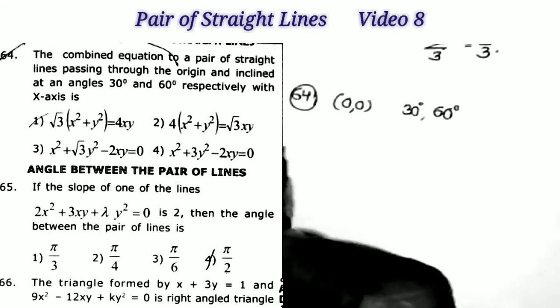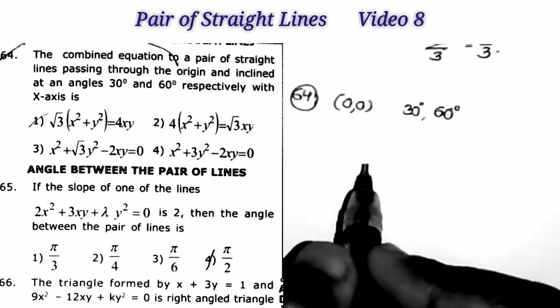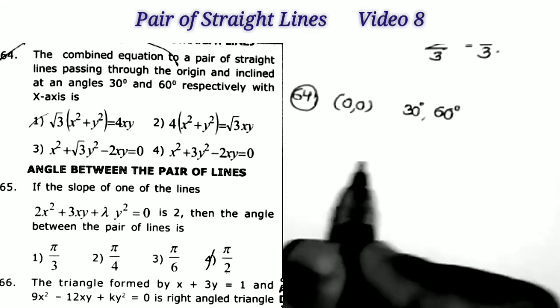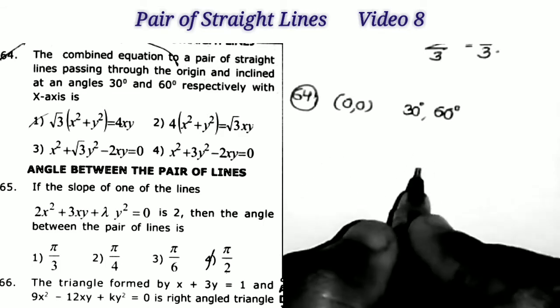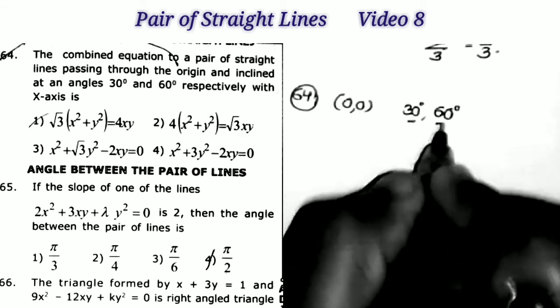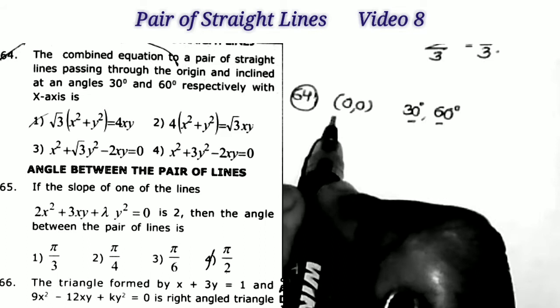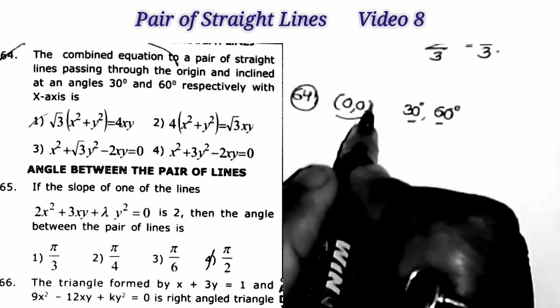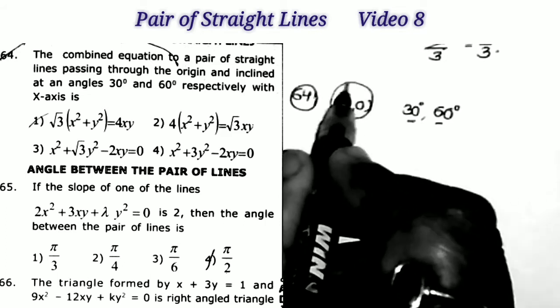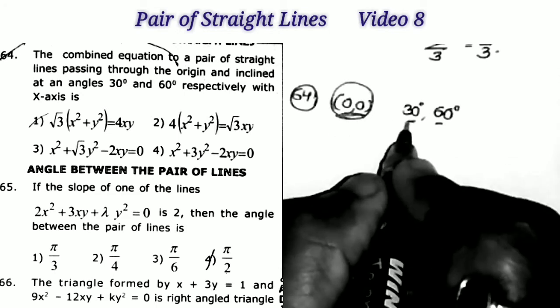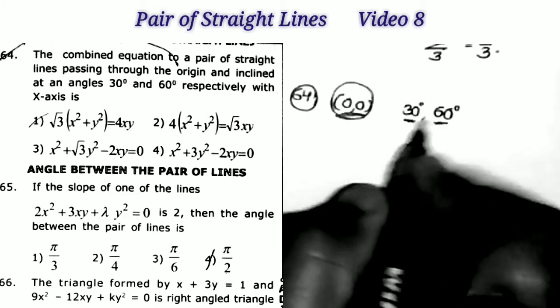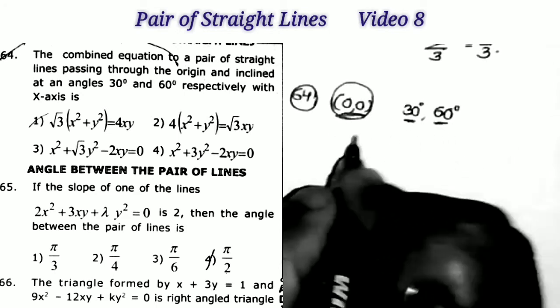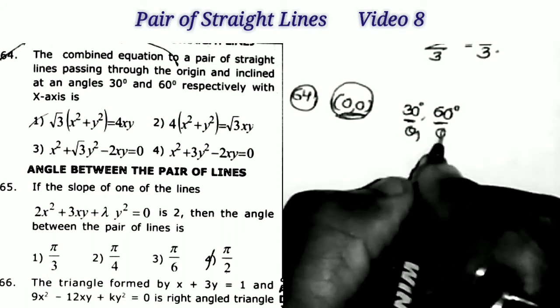Next question, sum number 64. The combined equation to the pair of lines passing through the origin and inclined at angles 30 degrees and 60 degrees respectively with the x-axis. So what is the given question? The combined equation of the lines passing through the origin. We want the equation of the pair of lines passing through the origin, and the lines make angles 30 degrees, 60 degrees with the x-axis. That is, these are theta 1, theta 2 values.